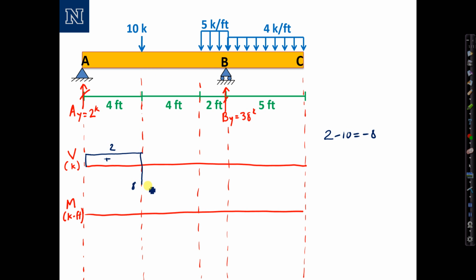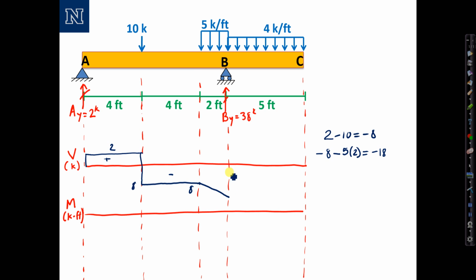Then in the next region, shear is going to be constant where there's no load until we reach the distributed load of 5 kips per foot. As the distributed load is acting downward and it's uniform, the shear is going to decrease linearly, so we know it looks something like that. I can calculate the value at point B as the value at the beginning of the distributed load minus the value of the load, 5 times the length over which it acts, which is 2, and that gives me -18.